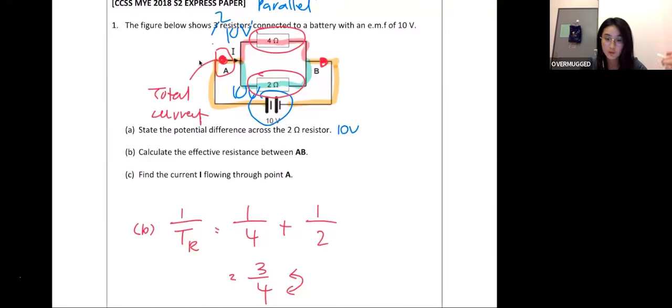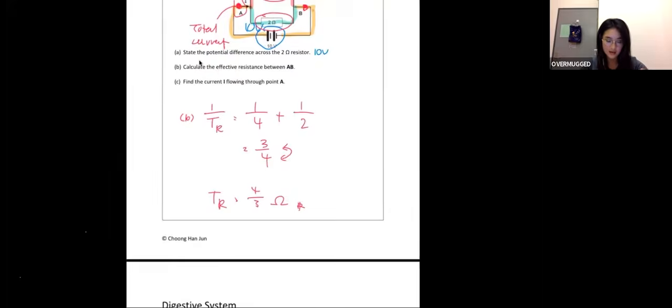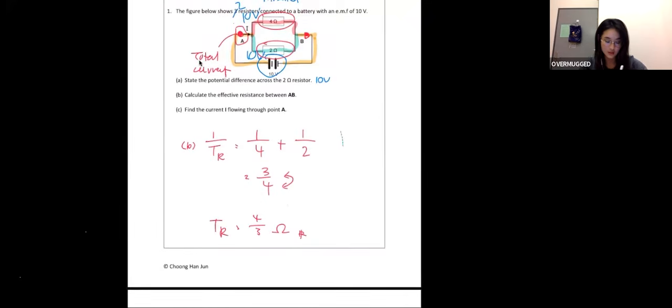So at point A, we're still asking what is the total current of the circuit. How do we find it? We have to use Ohm's law, V equals IR. So for part C, let me shrink this.